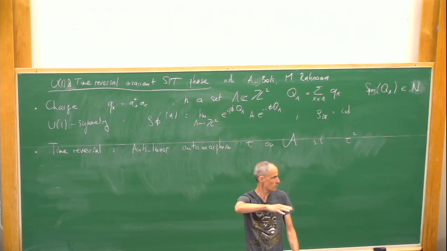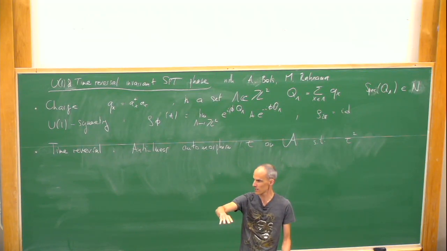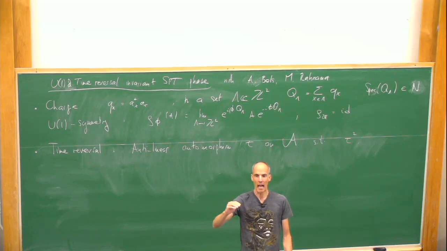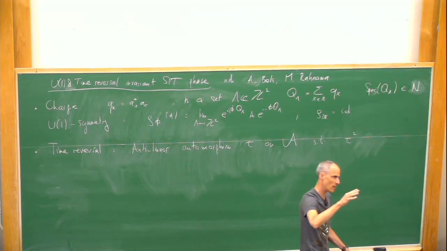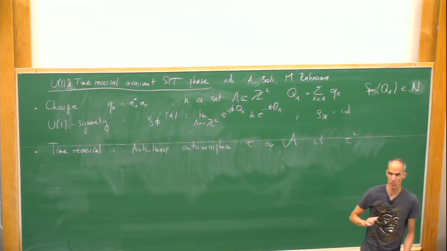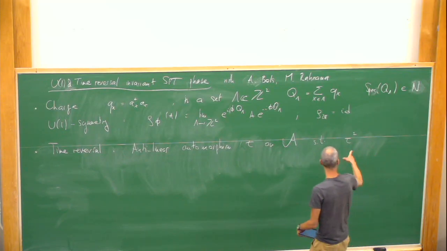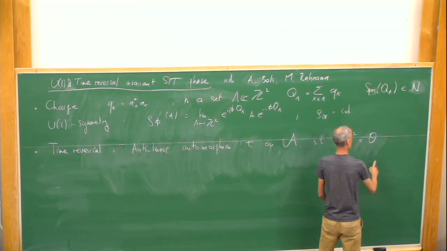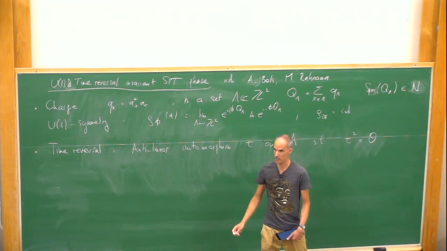If you have a state with an even number of fermions, the time reversal should be bosonic, namely square to 1. And if you have a state with an odd number of fermions, it should square to -1. That translates to saying that the automorphism squares to theta, which was the parity operator.